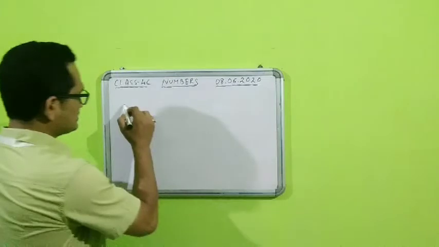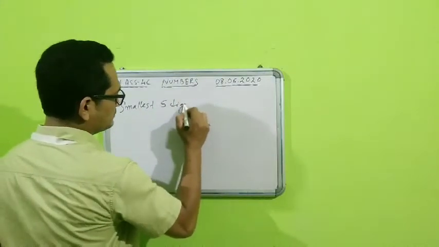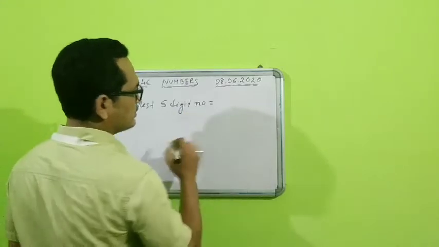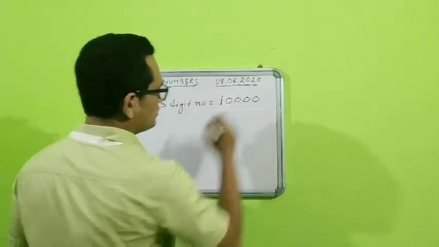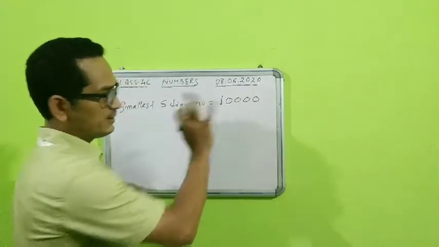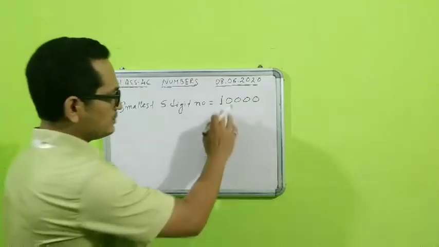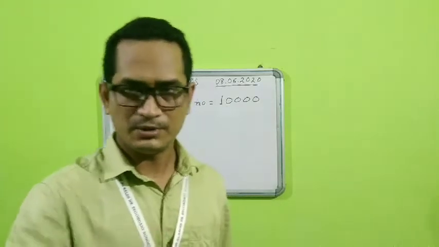If we recall a little bit about that, the smallest 5-digit number is which one? If you write 1 and after that you put 4 zeros, total number of digits, how many? 1, 2, 3, 4, 5. So it is a 5-digit number. And what is the number? It is 10,000. Now how to read a 5-digit number, that we will learn now.